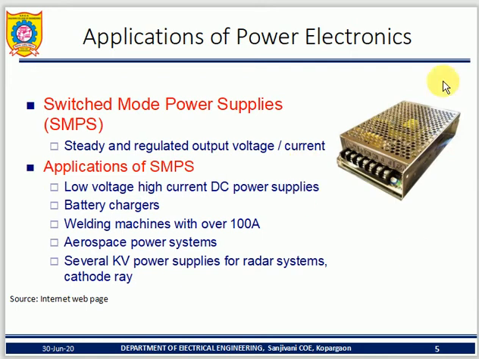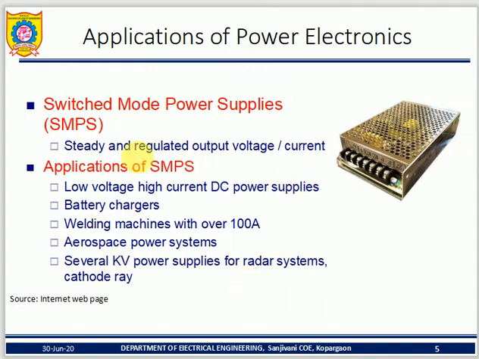The easy one is SMPS, switched mode power supply. Where do you see a switched mode power supply? Every computer has a CPU, central processing unit. Behind it is a small box, and that box is an SMPS. The SMPS gives the power supply: plus or minus 5 volts, plus or minus 12 volts, plus or minus 60 volts, plus or minus 30 volts.